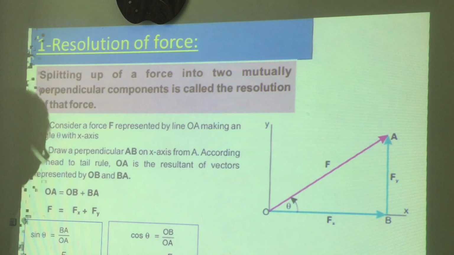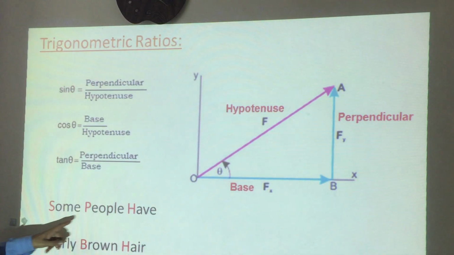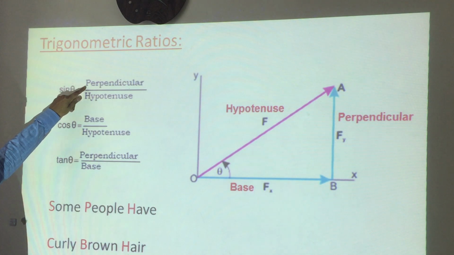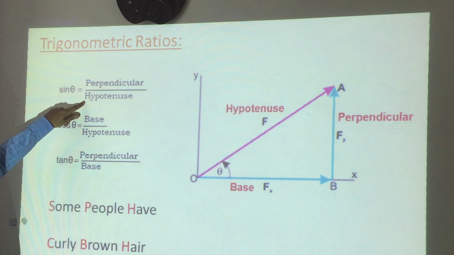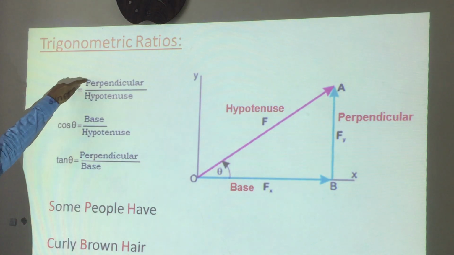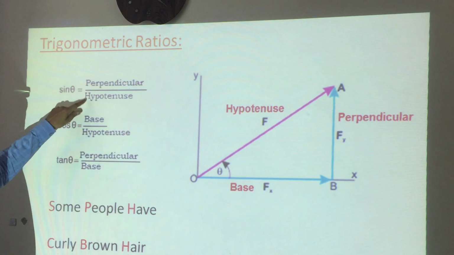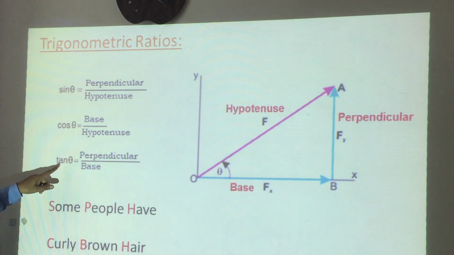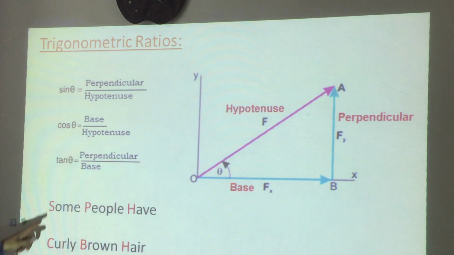Okay, now next one. In the next slide, you can see: Some People Have Curly Brown Hair Through Proper Brushing. This one sentence will help you remember. Some means sine theta, People's means perpendicular, Have means hypotenuse. So sine theta is perpendicular over hypotenuse. Curly Brown Hair, cos theta is base over hypotenuse. Through Proper Brushing, tangent is P over B, right? I highlighted these words in red color.